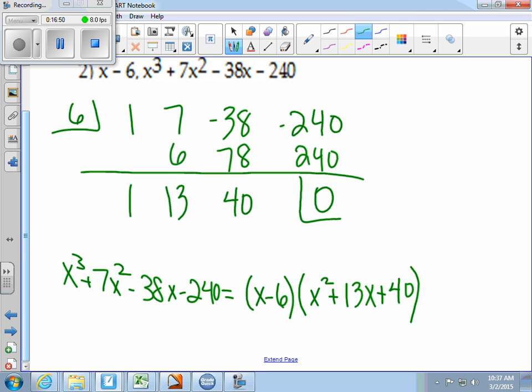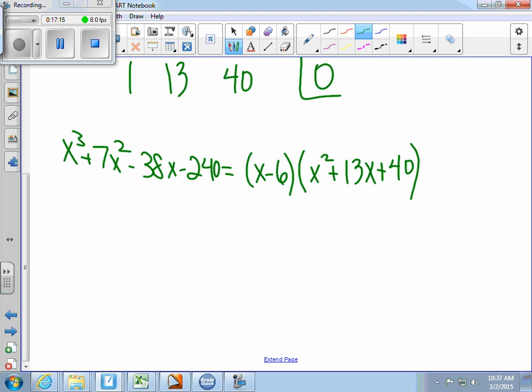x cubed plus 7x squared minus 38x minus 240 is equal to x minus 6 times x squared plus 13x plus 40. Would you ever have been able to get that factor without division? So we've learned a new skill, a new factoring technique. If we can find one zero, we can divide it out to factor. And then I can keep factoring, can't I?